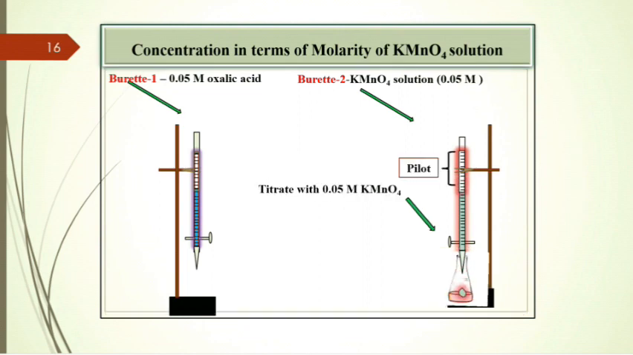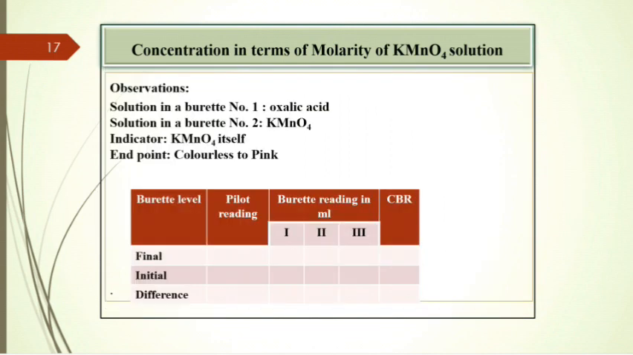Continue the titration and stir the conical flask continuously till a faint pink color appears in the solution. So this is the pilot reading. In a similar way, find out the CBR for this titration. Observations: solution in burette number 1 is oxalic acid, solution in burette number 2 is KMnO4. Indicator is KMnO4 itself, end point colorless to pink. Write all the readings in the observation table.